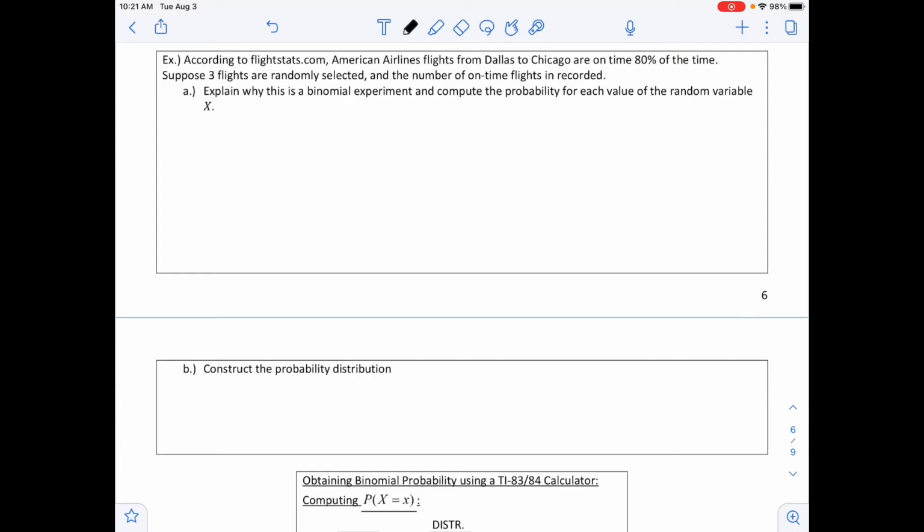I'm going to go ahead and just say it, so feel free to write down anything that you find helpful. So first one is going to be that there has to be a fixed number of trials. 3 flights are randomly selected, so we know that. The flights are independent of one another, and they're either on time or not on time, so we have 2 disjoint or mutually exclusive outcomes. And then the probability of them being on time is fixed. It's 80% of the time. So this is binomial.